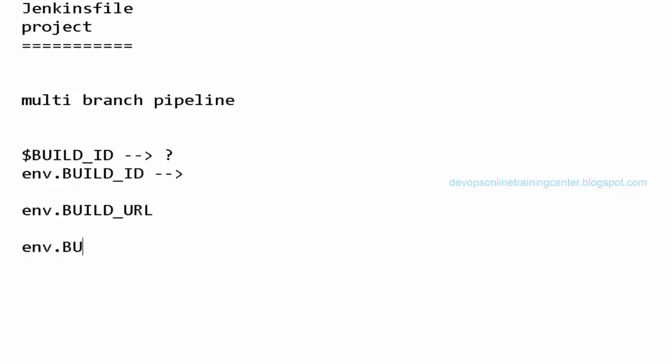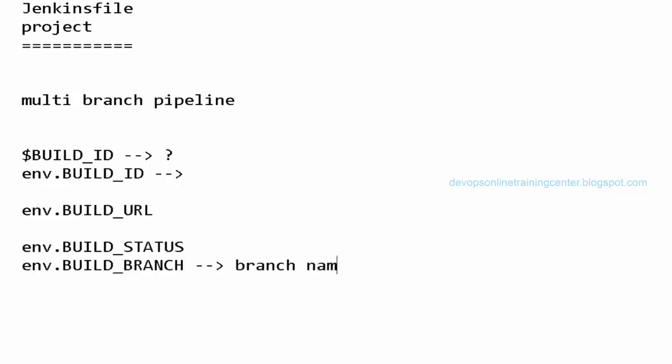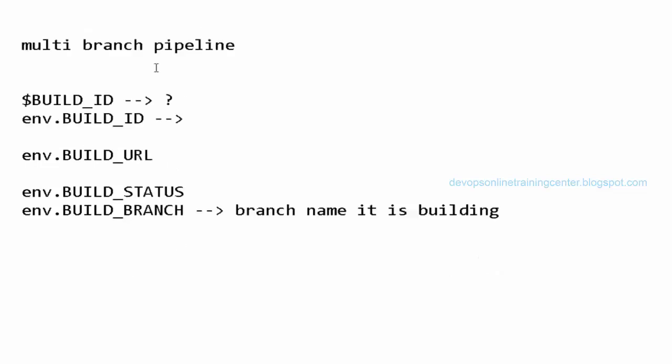It will automatically give BUILD_STATUS, right? What else do we have in env? BUILD_BRANCH. This will automatically give the branch name which it is building. Okay, so these are the default parameters, the default variables. Based on these variables, we can define the Jenkinsfile.